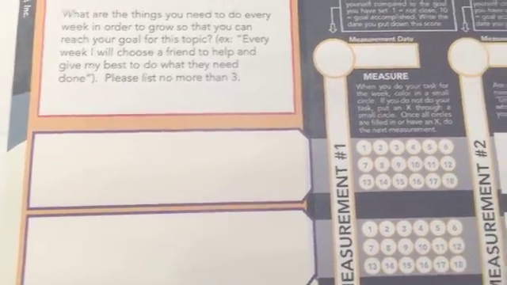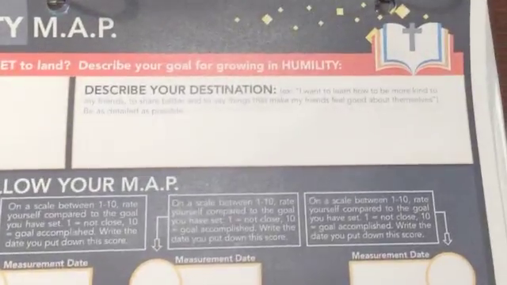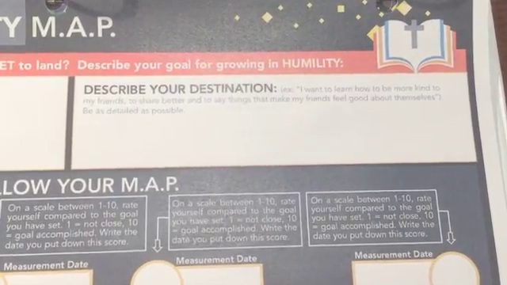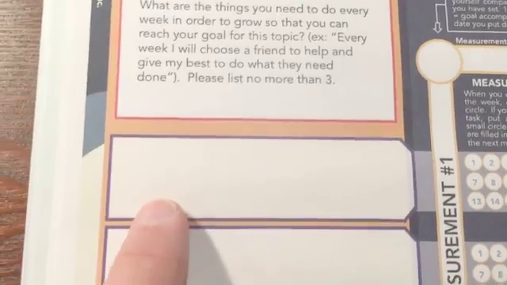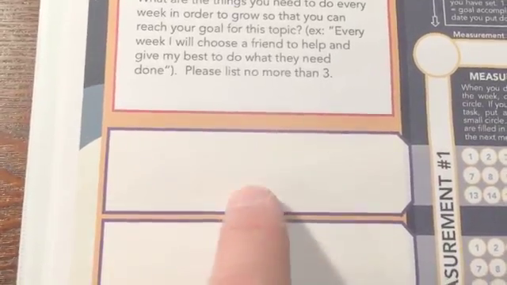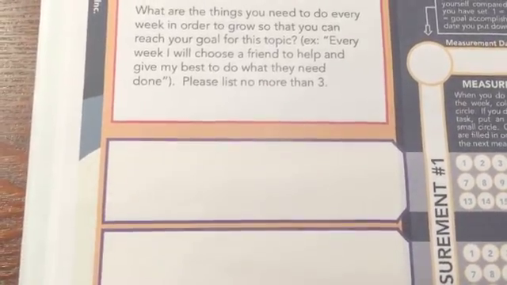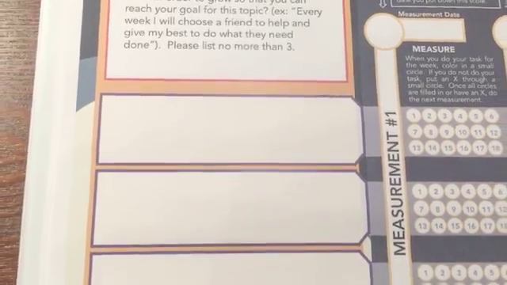So if their goal was, for example, to be more kind, as they've said here, and to learn to listen to their friends and to share better, then here, as we said in the example, they're going to want to say, every week I am going to share one of my resources with a friend. So it's a very specific action item.